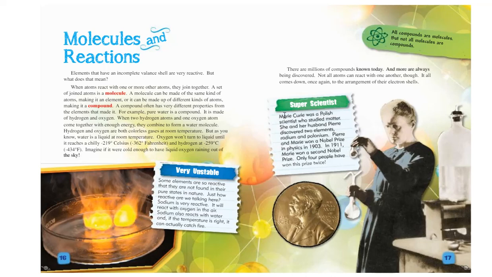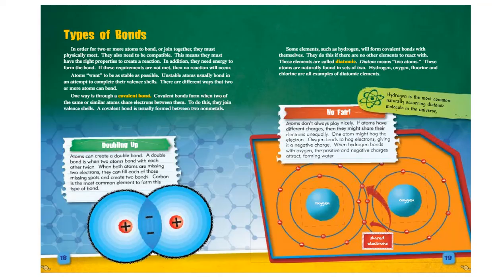Now a bit about another super scientist. Marie Curie was a Polish scientist who studied matter. That's her right there. She and her husband Pierre discovered two elements called radium and polonium. Pierre and Marie won a Nobel Prize in physics in 1903. In 1911, Marie won a second Nobel Prize. Only 4 people have won this prize twice. So Marie Curie was a very brilliant chemist. We discovered a lot from her.